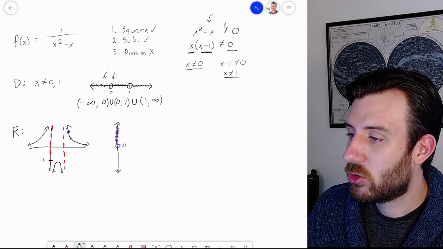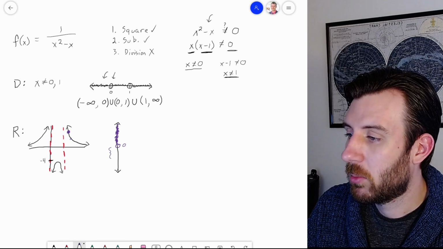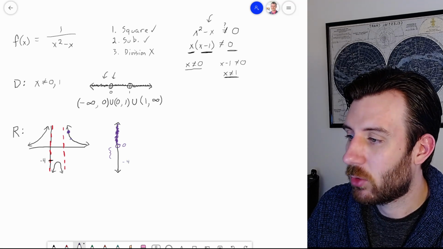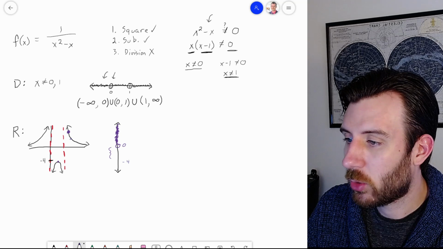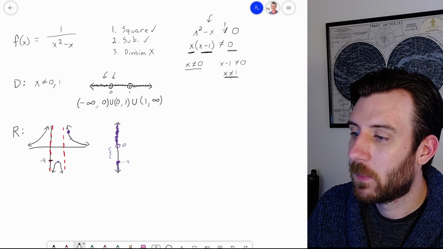And then I have a huge gap in heights. There's nothing in this span right here, but I do pick up immediately at -4. And the question is, do I ever have a height at -4? And sure enough, this is a height of -4. So I'll use a closed circle there and then shade in everything below it.